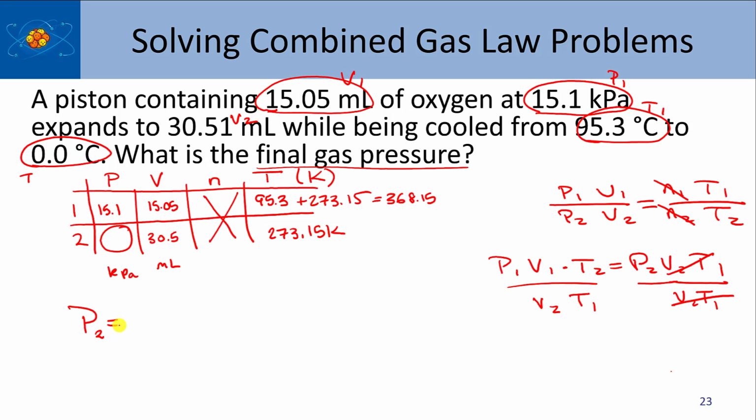So I have P2 is equal to, now P1 is 15.1 kPa, and V1 is 15.05 milliliters.